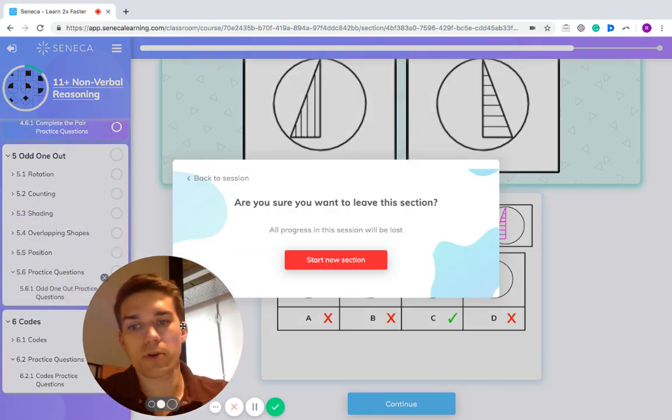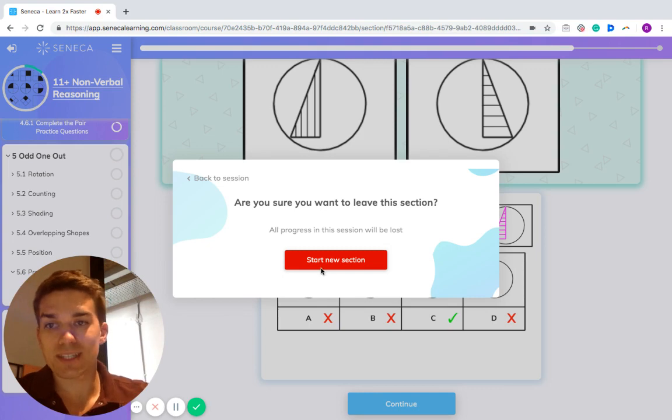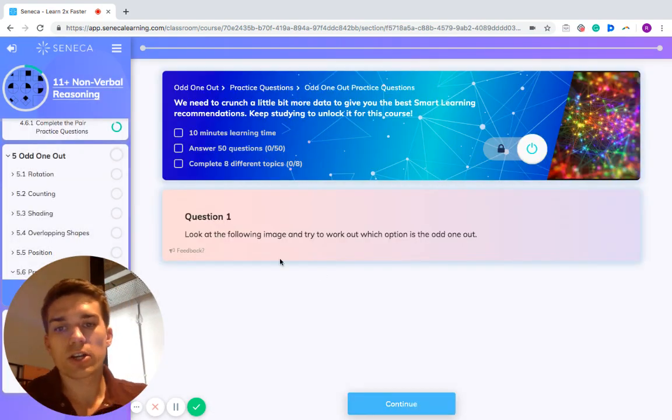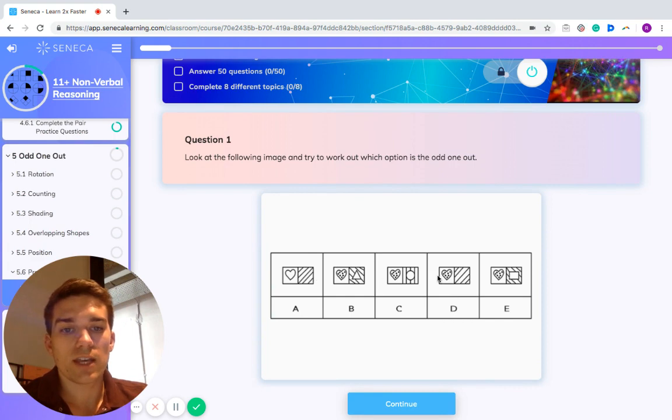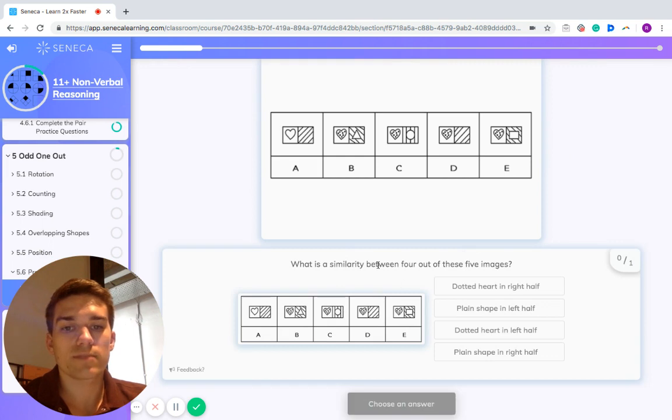So the odd one out practice questions. This is the penultimate section we're going to look at. So look at the following image and try and work out which option is the odd one out. So we've got different images here. Try and work out which one is the odd one out. So what is the similarity between 4 of the 5 images? Well, I'd say there's a similarity that 4 of the 5 images have a dotty heart in them. They all have lines, but only 3 have lines that have shapes in the middle. 2 have lines that just go through nothing.